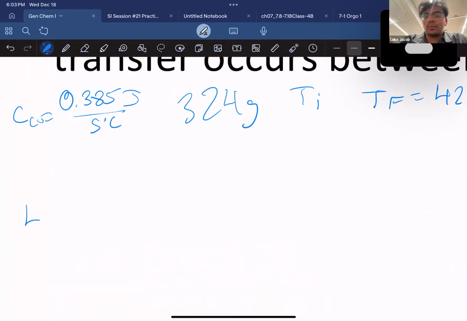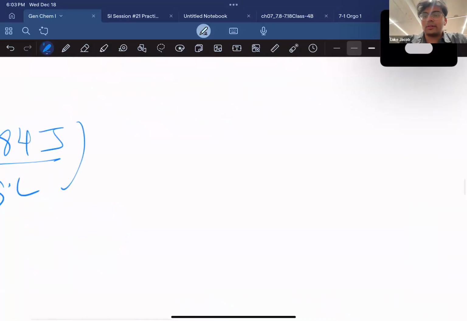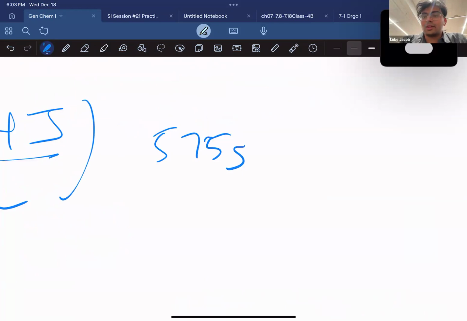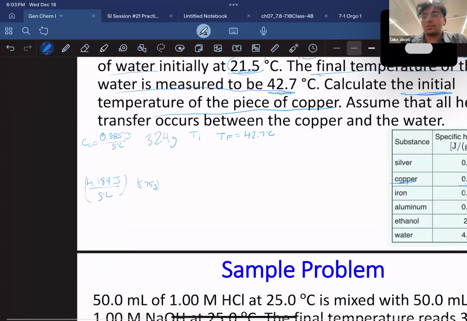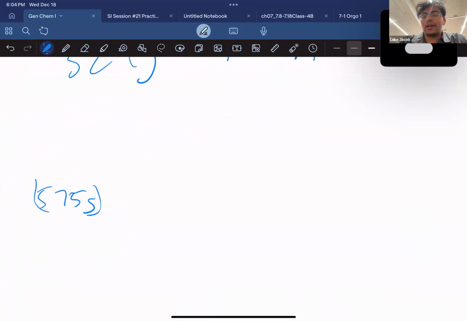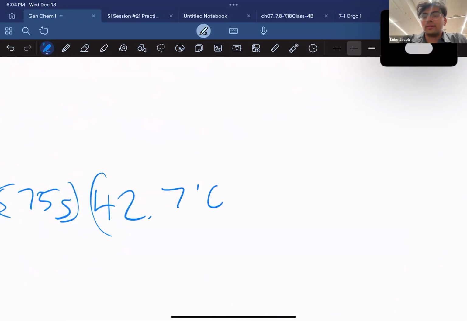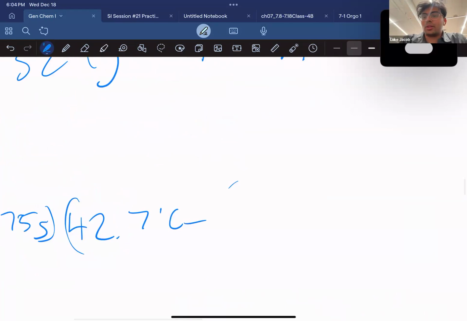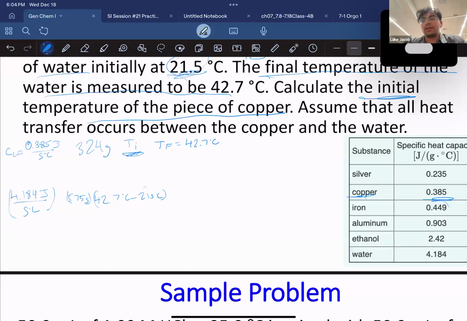The specific heat of water would be 4.184 joules over grams degrees Celsius. And then the mass of the water, if we use density, would be 575 grams of water. And we know the delta T: temperature final minus initial. Final would be 42.7 degrees Celsius, minus initial, which is 21.5 degrees Celsius. So if you see here, the one variable we have to figure out is TI.